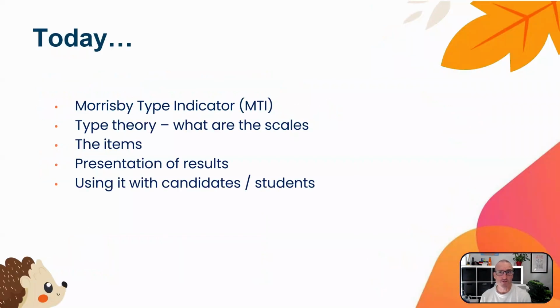Today we'll be looking at the Morrisby Type Indicator. That's the name given to Morrisby's Personality Assessment. We'll go into a little bit of depth around type theory and what the scales are that we're looking at, the items or the questions that are being asked, and then, from both a candidate and practitioner view, the presentation of results, and then how to use them.